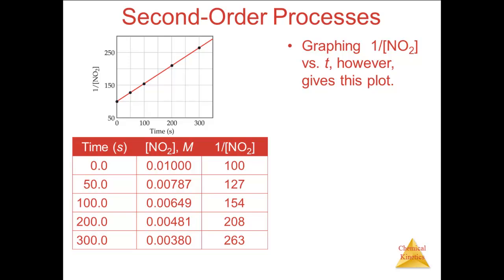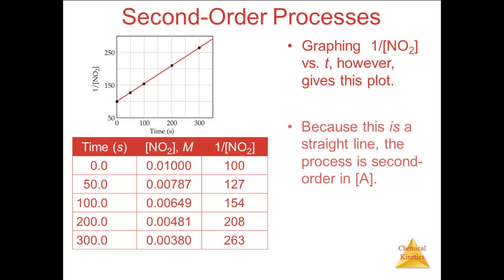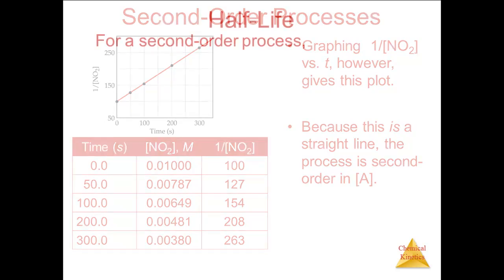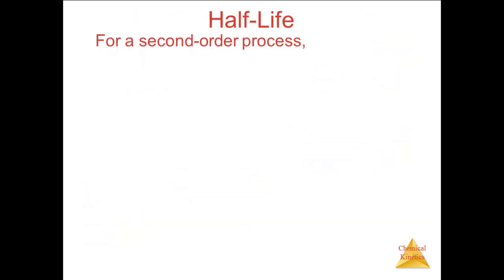If, on the other hand, we calculate 1 over the concentration data and plot 1 over the concentration of NO2 versus time, we do get a straight line. So the data are for a second order reaction in NO2. What does the half-life look like for a second order process? Once again, the concentration of A at the half-life time is half the initial concentration of A.